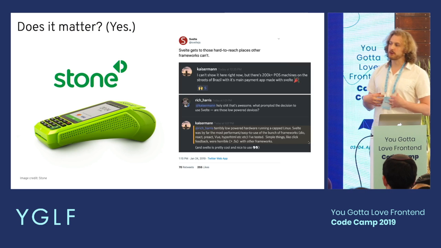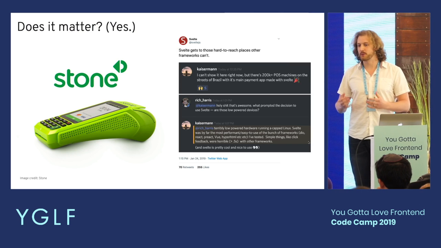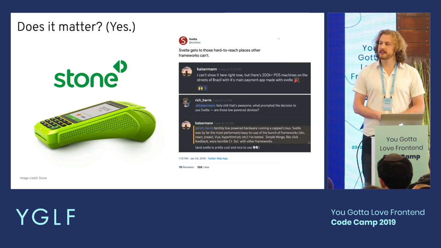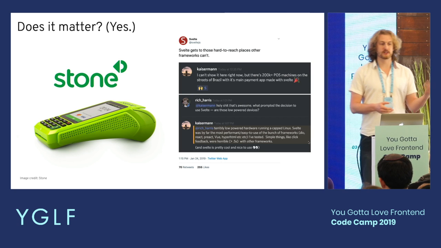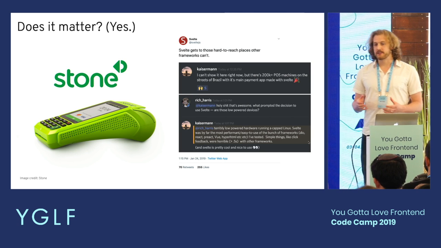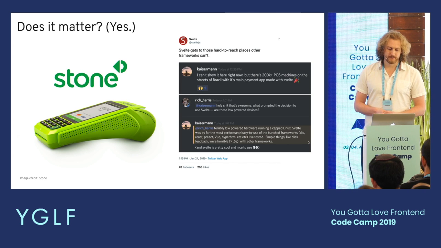Now, when people like me talk about performance, we're often accused of having our heads in the clouds and not being concerned with the real-world impacts of our applications. And I find that so confusing. Performance is the most real-world thing there is. Stone is a company in Brazil that makes point-of-sale systems that you put your credit card into. And they tried building the interface for these devices with React and with Vue and with a panoply of other frameworks, and they couldn't get the results that they wanted. It was just too slow. The user experience was awful. They built it with Svelte instead, and it worked really well.